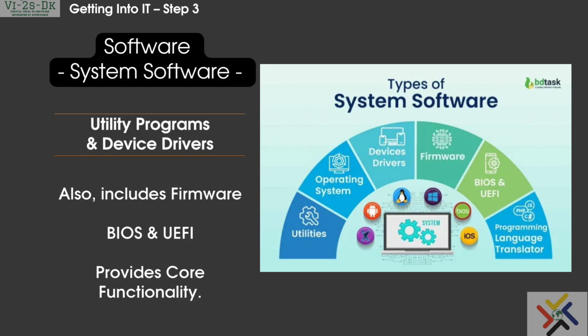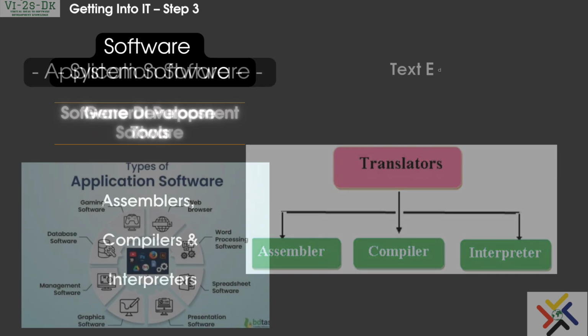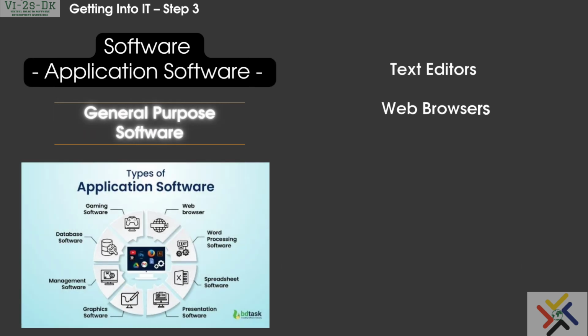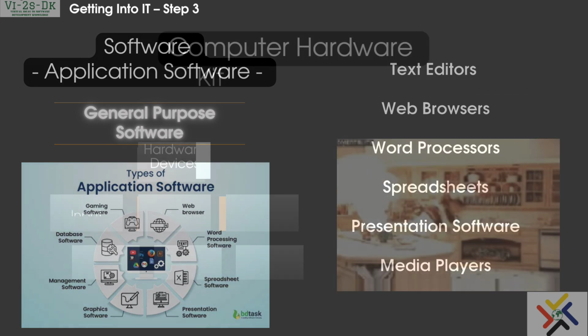Utility programs, device drivers, and other system software provide core functionality like disk defragmentation, cleaning, and antivirus. Other software development tools include translators, which make sure that the human input is converted to machine-readable code, either by interpreting it, compiling it, or assembling it. Application software could either be general-purpose software, business, productivity, or creativity, multimedia.